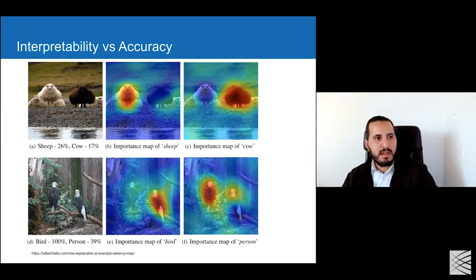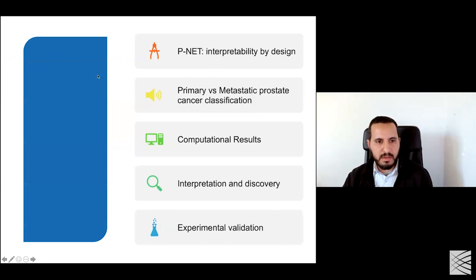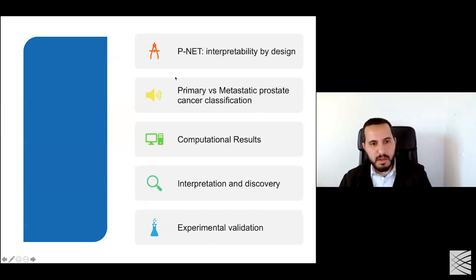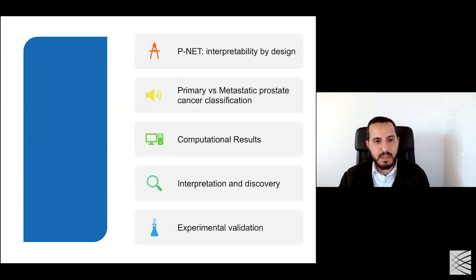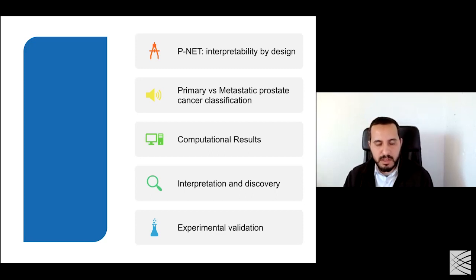In the next few minutes, I'll be talking about PNet, a customized neural network model that we developed and published recently. I'll be talking about the problem that we are trying to solve using this model. And hopefully we will come to some computational results and some interpretation discoveries from interrogating the model that we developed, and even some experimental validation. Hopefully we will have some time for that.